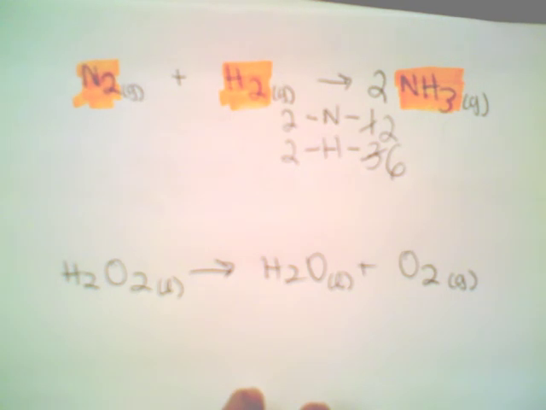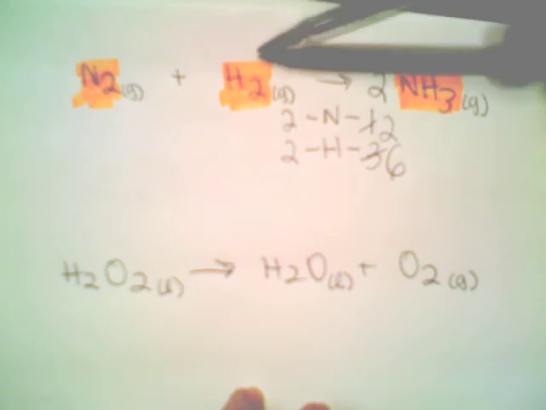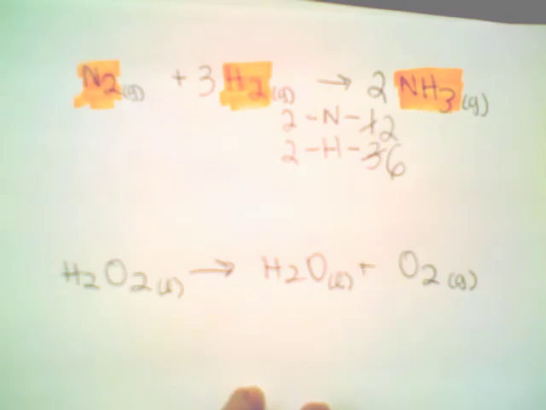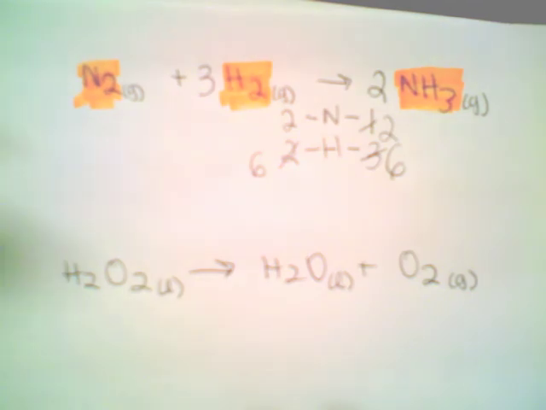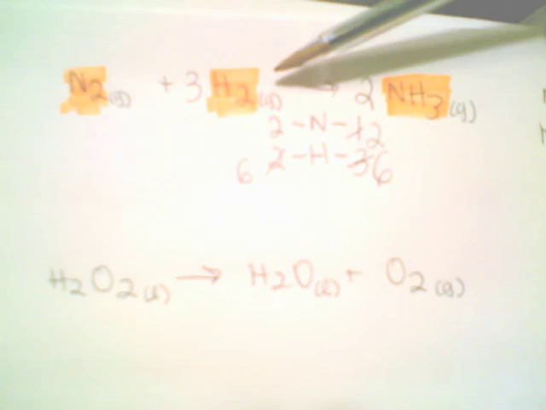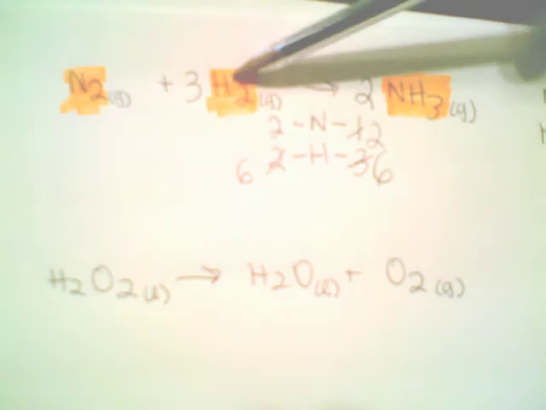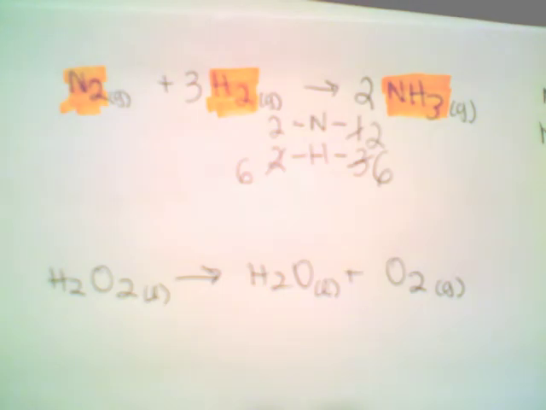Okay, so nitrogen is now balanced, but hydrogen is not. So on this side of the equation, the reactants, I should also have 6 hydrogen. So what I'm going to do is I'm going to multiply this by 3. So now I have 6 hydrogen. So what this recipe calls for is 1 nitrogen molecule, 3 hydrogen molecules, and we're going to get 2 ammonia molecules. So for every 1 nitrogen, we need 3 hydrogen. Okay, and later on we're going to refer to these coefficients as the number of moles that react.